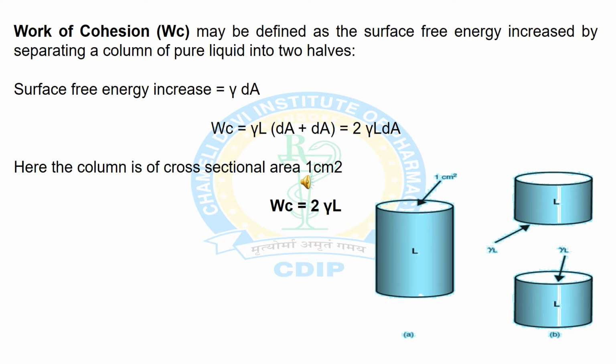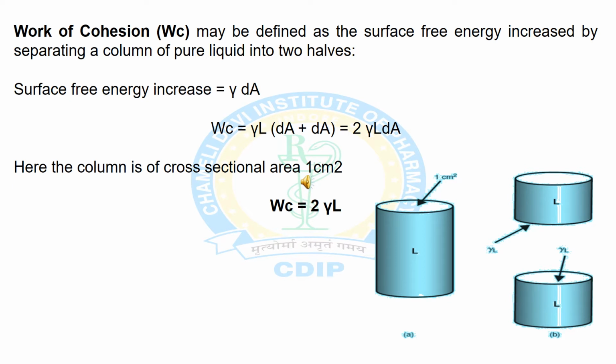Now let us understand the work of cohesion. The work of cohesion can be defined as the change in surface free energy by separating a pure column of liquid into two halves. The surface free energy increase can be written as gamma into dA. As shown in the figure, a pure column of liquid of length L is subdivided into two halves having a surface tension of gamma L.